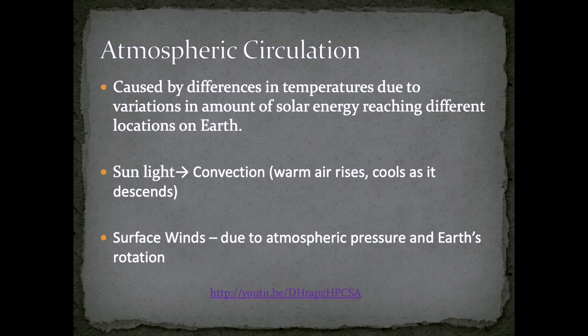When you have sunlight striking the surface, you have heating. The heating then causes the air to warm, which makes it less dense. The warm air rises. As it rises, it cools. As it cools, it becomes more dense, which causes it to descend. And so you start setting up these convection cells that have warm air rising, cool air descending.